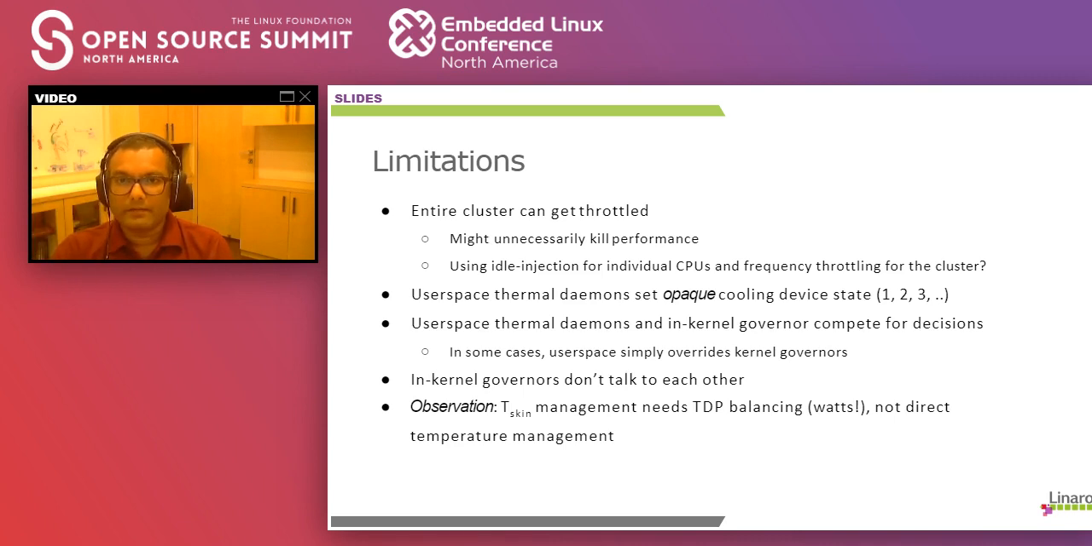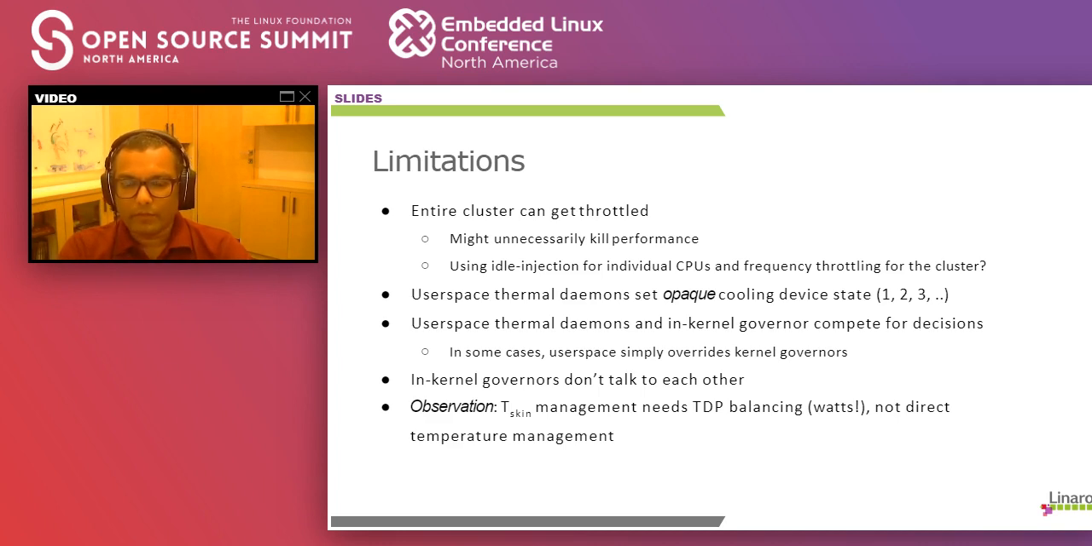Another limitation is that the in-kernel governors don't actually talk to each other or share information. They're using completely different interfaces. So the key observation here after all this is that skin temperature management is essentially a balancing act wherein you have to share your TDP between different IP blocks. And this TDP is in watts, not in direct temperature units, so not degrees Celsius, it's in watts. You want to be able to say something like, this GPU has a budget of 2 watts, not that go hit 70 degrees and then I'm going to ramp you back up.